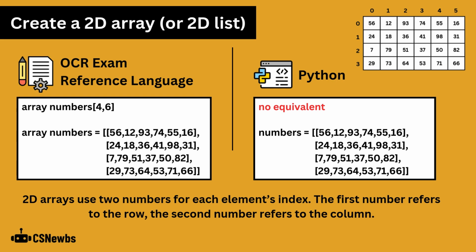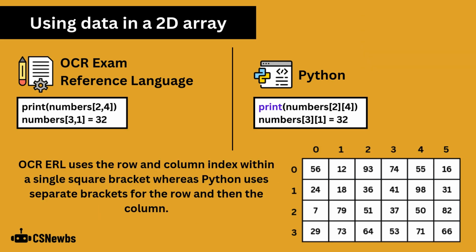So array numbers[4, 6] means that you have 4 rows, indexed 0 to 3, and 6 columns, indexed 0 to 5. OCR ERL uses the row and column index within a single square bracket, whereas Python uses separate brackets, one for the row and one for the column. Print numbers[2, 4] would output 50. numbers[3, 1] = 32 would change 73 to 32.